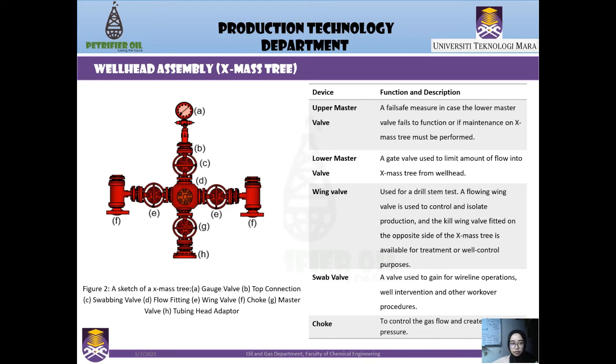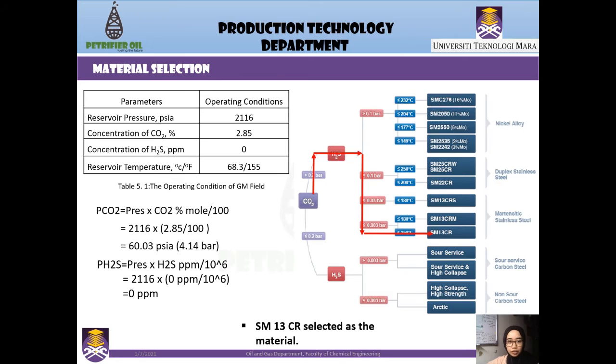The next part is the material selection part. This part is important to ensure the completion longevity. These are the parameters used in order to select the material. As we can see here, the concentration of CO2 that we use is 2.85 percent, and the concentration of H2S is 0%.